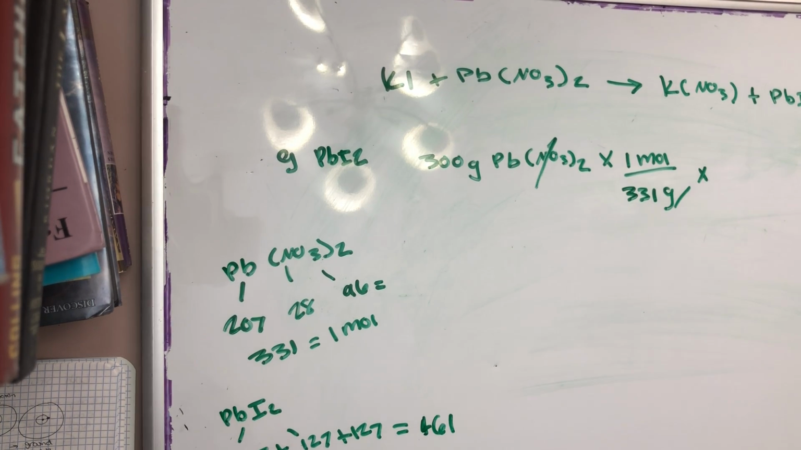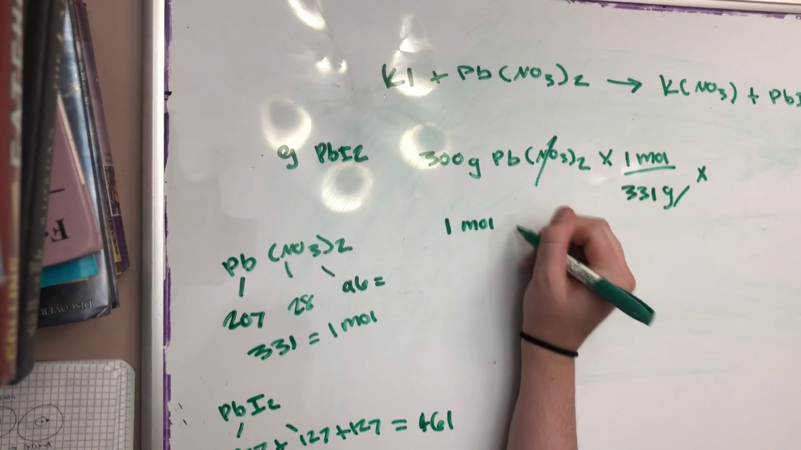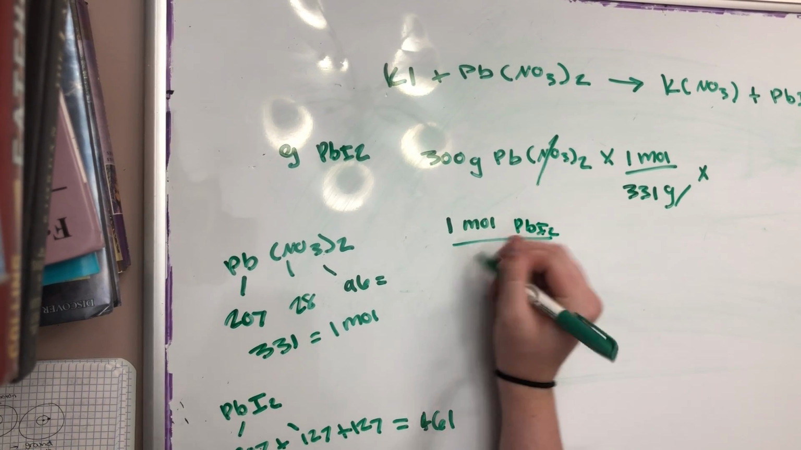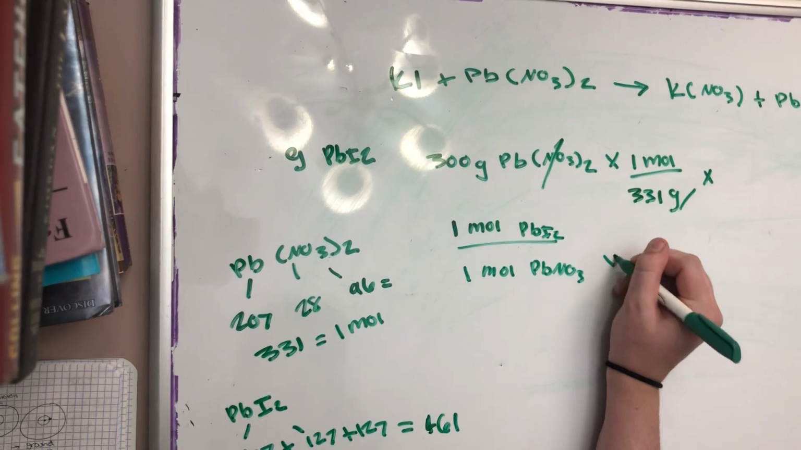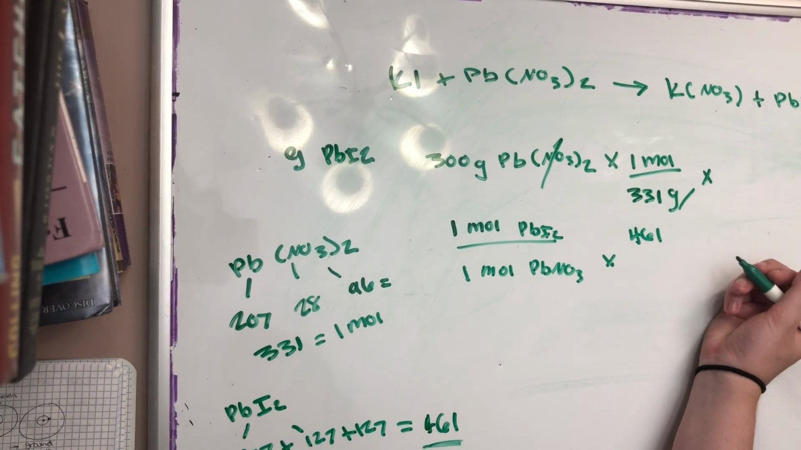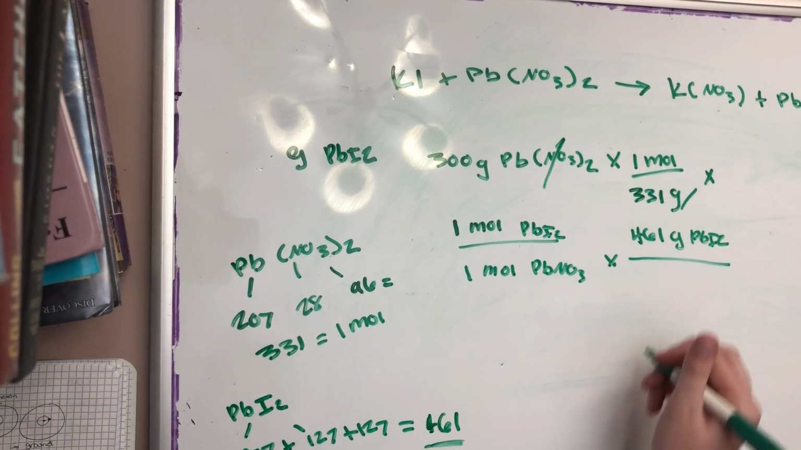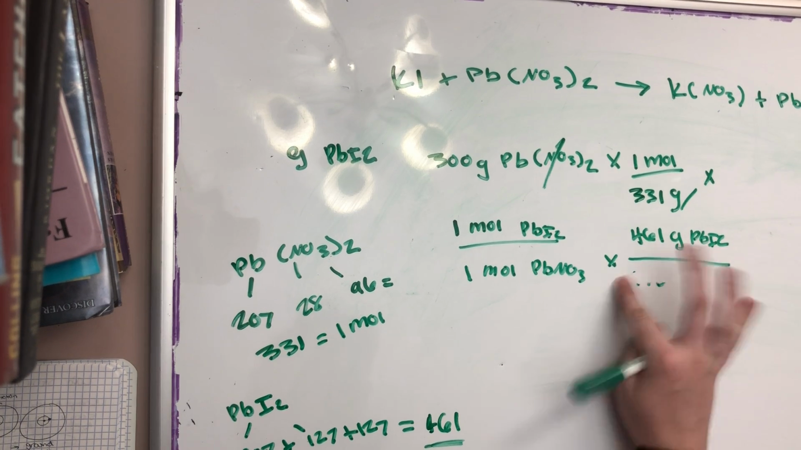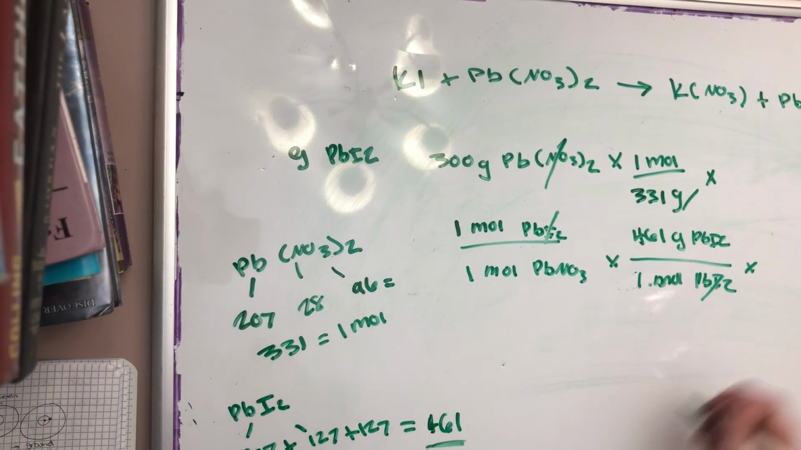So that's done. And then we're going to move on to, yeah, this one's quite a bit of a lengthier problem. And then we're going to times it by 1 mole PbI2 over 1 mole Pb(NO3)2 times, and this is where we get our second number from, the 461. So that's going to be 461 grams PbI2 over 1 mole PbI2. So we can go ahead and cancel those out.